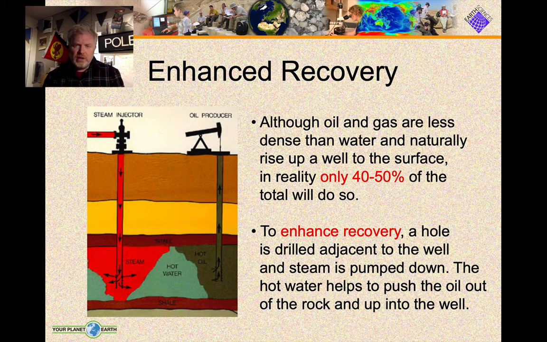It could be pumping water down into the reservoir rock to push the hydrocarbons up towards the well. This particular example looks at injecting steam into the oil to reduce its viscosity. This, though, can be very energy intensive. Other ways might be to increase the permeability of the reservoir rock by doing some hydraulic fracturing.